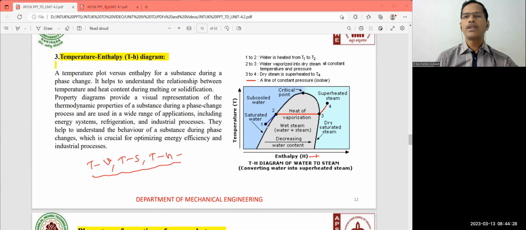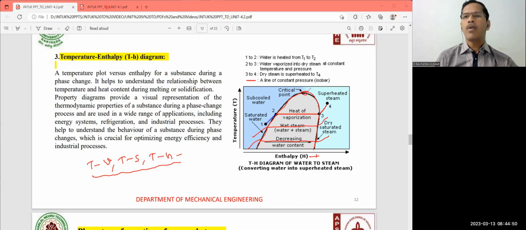See, on a temperature versus plot, this inverted U shape is slightly slanted towards the right direction, and these are nothing but the constant pressure lines. The constant pressure lines representation will be like this one, right?